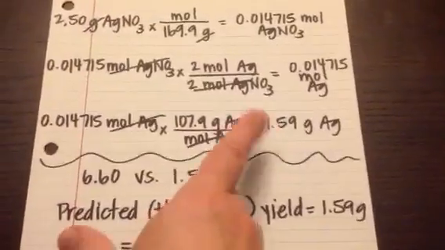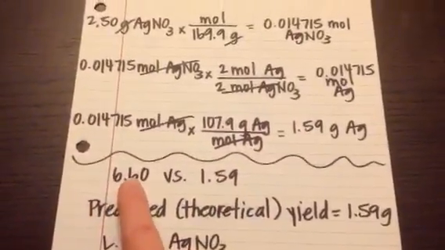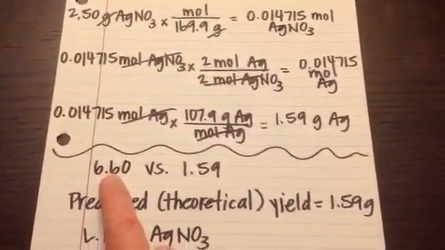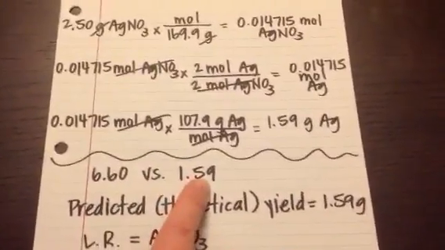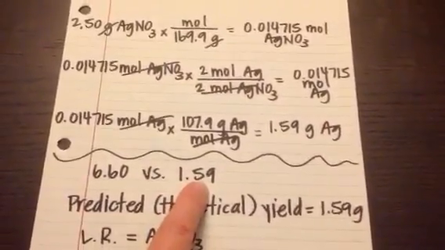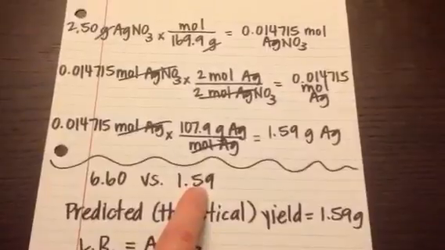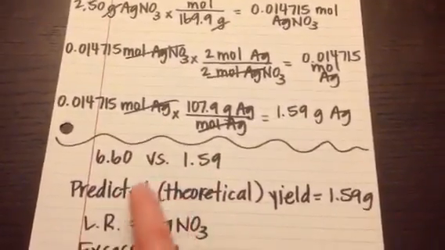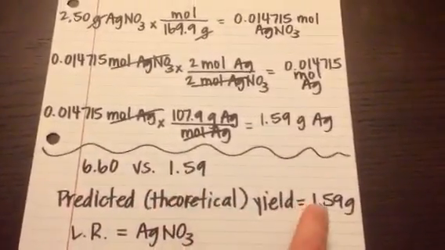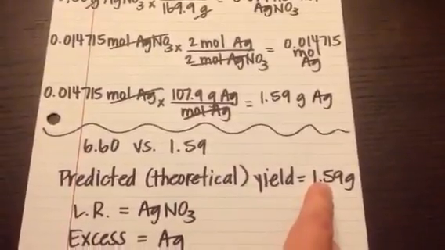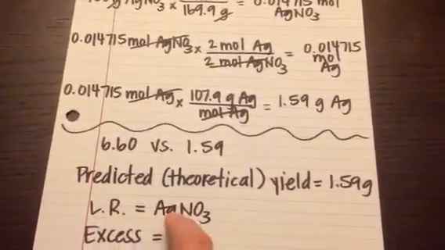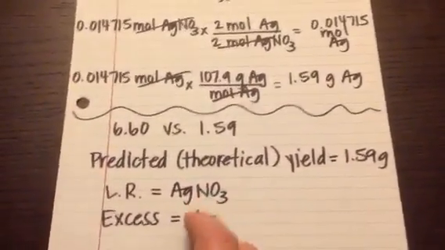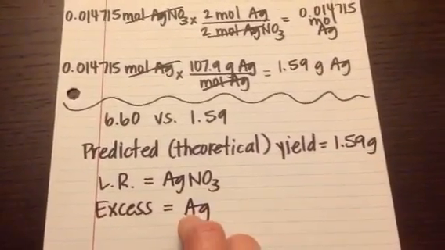So now we compare. My 2 grams of zinc gave me 6.6. My 2.5 grams of silver nitrate gave me 1.59. So you pick the smaller number. So the theoretical yield, or the predicted yield, you would expect to be 1.59 grams. That means that the limiting reagent is silver nitrate, and the excess reagent is zinc.